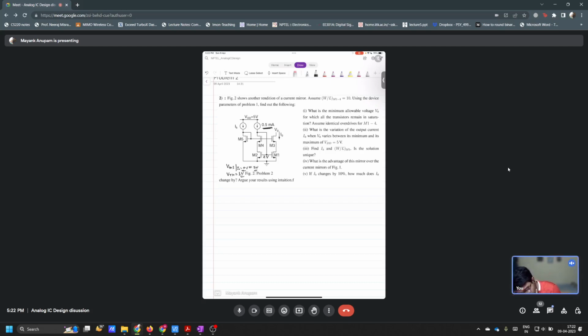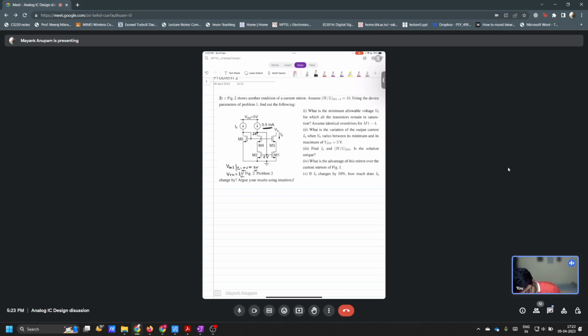So what should be this voltage? 2 volts. This should also be 2 volts. Fine.